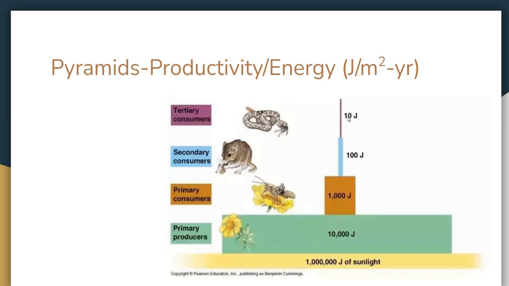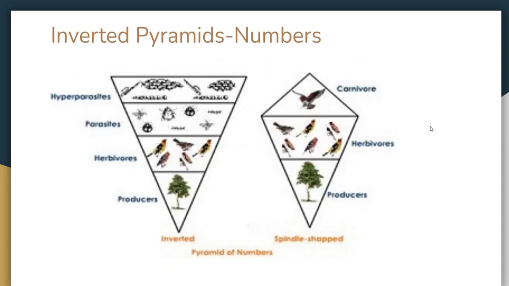Now, look here. Look at how much energy has been lost. These snakes over here, primary, secondary, tertiary consumers, so these are also carnivores. In order to possess 10 joules of energy, there needed to be plant life that had 10,000 joules of energy. Wow, big problem. And again, energy is normally put in joules or kilojoules per meter squared per year. Those are the units you will use on a test.